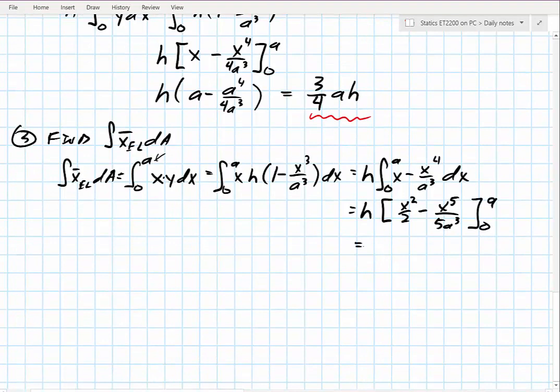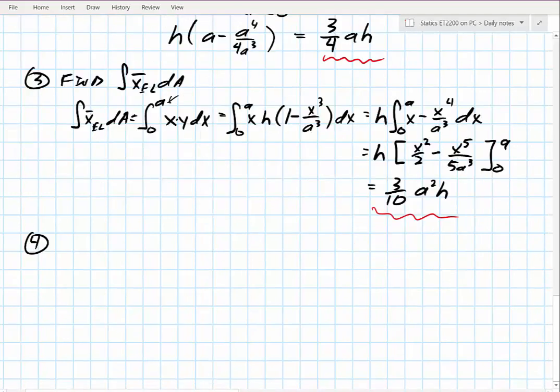And then from there I can bring in the a, and I'm just going to jump ahead because I'm worried about time here, and I have 3/10 a squared h. So take a minute, put in that a, see if you can factor everything out and come up with this more refined answer of 3/10 a squared h. It's just the fourth step.